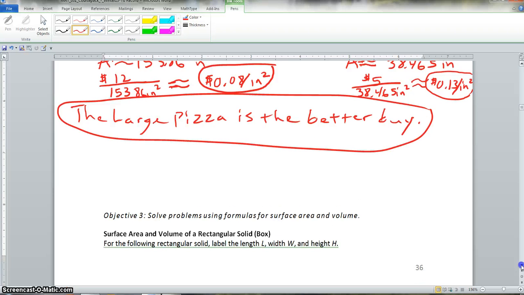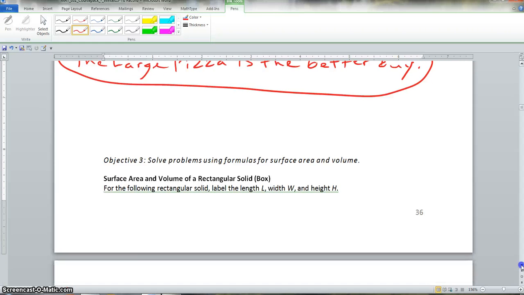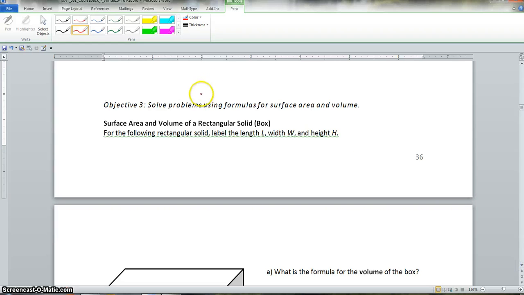Now we come down here to objective 3. Solve problems using formulas for surface area and volume. Surface area and volume of a rectangular solid box. For the following rectangular solid, label the length L, width W, and height H.